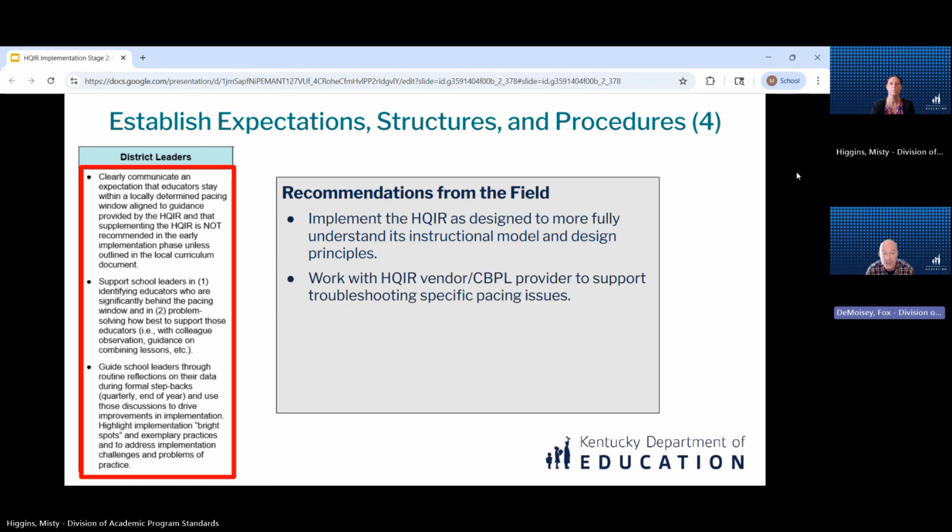And then work with an HQIR vendor or curriculum-based professional learning provider to support troubleshooting specific pacing issues.